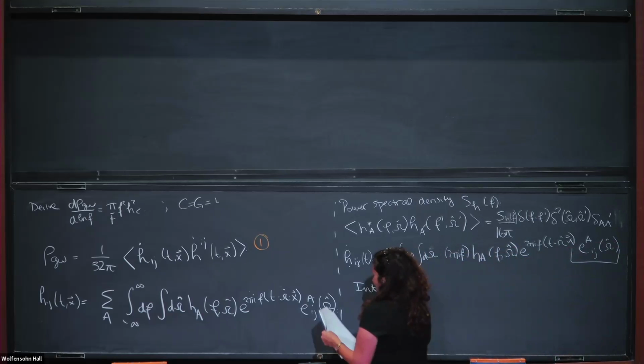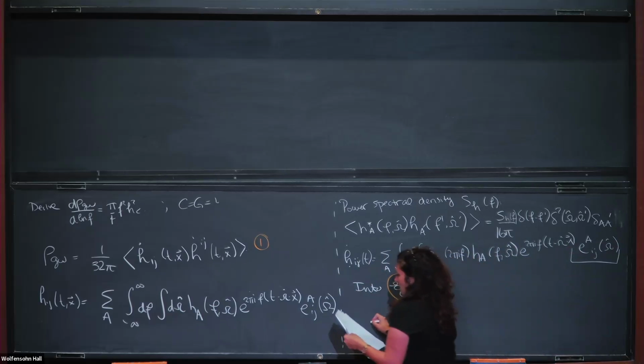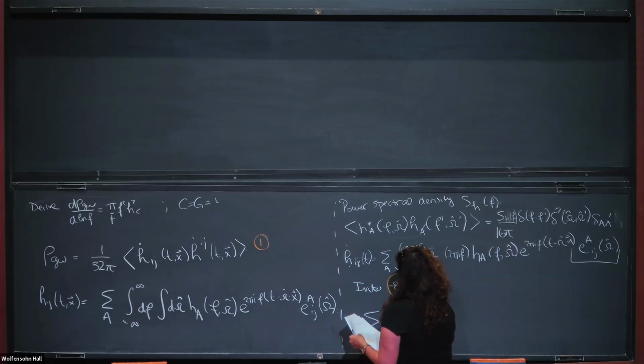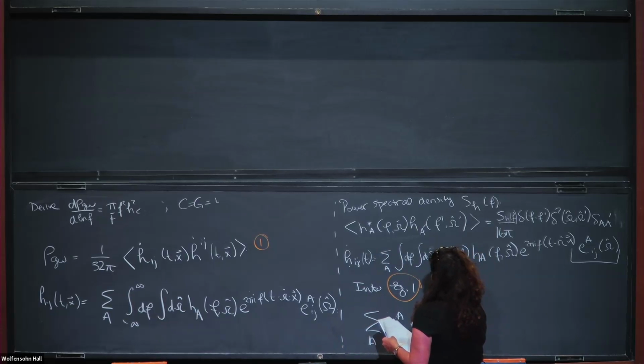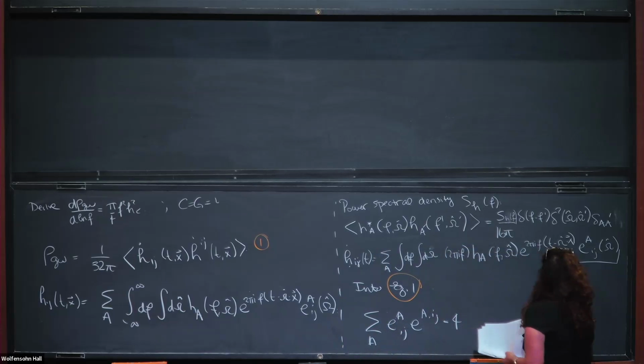Okay, good. So into equation one, we want to put this into there. And then we also want to figure out that the sum over A of these e^A_ij e^A_ij is equal to 4.